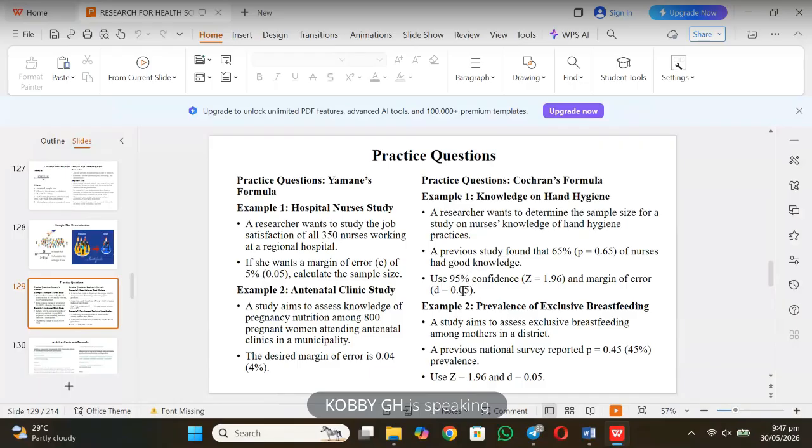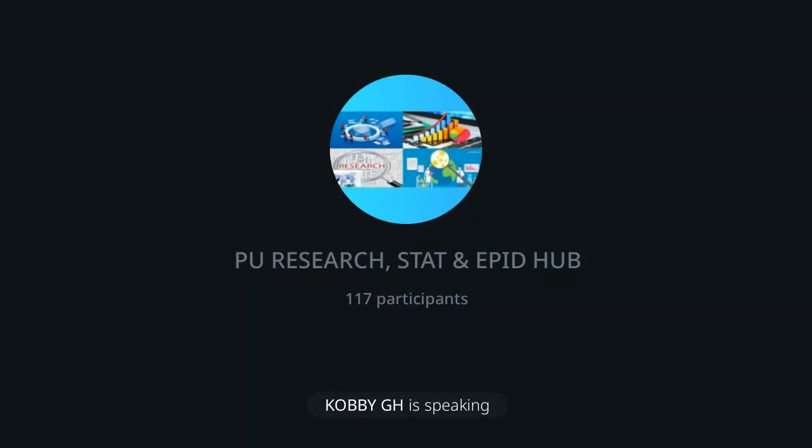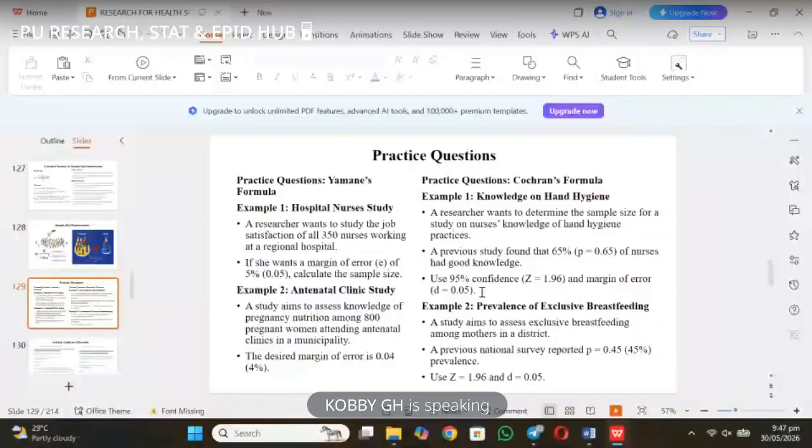Okay, so let me give you an example of a question, then you solve it for me to see. Let's say I give you a proportion of 0.75. I'm giving you some numbers for you to use. The proportion is 0.75. Please write it down and do the calculation and let me see. The confidence level is 98%.